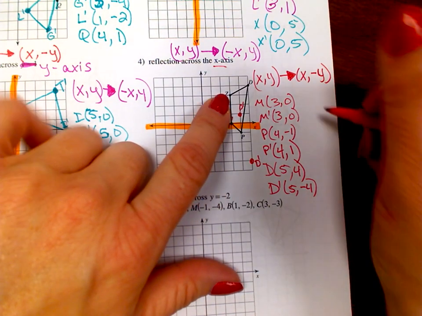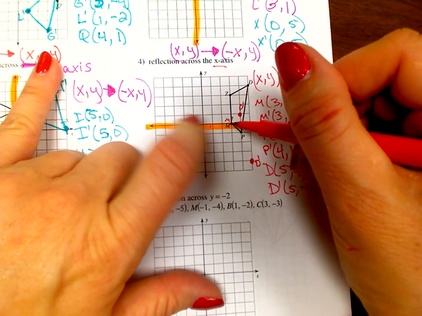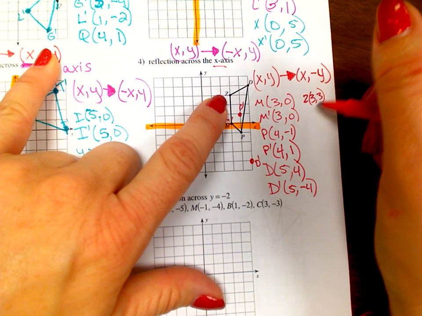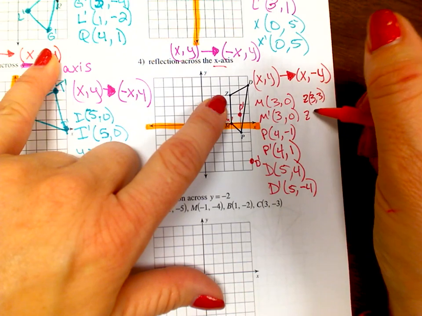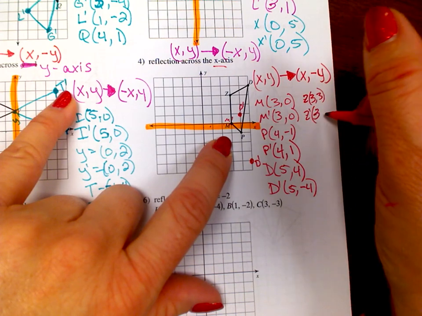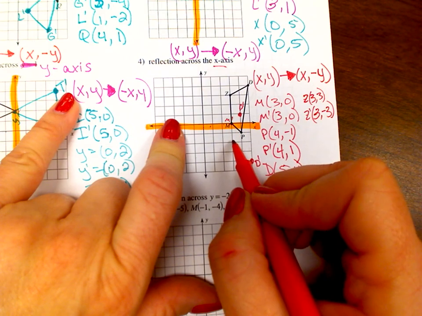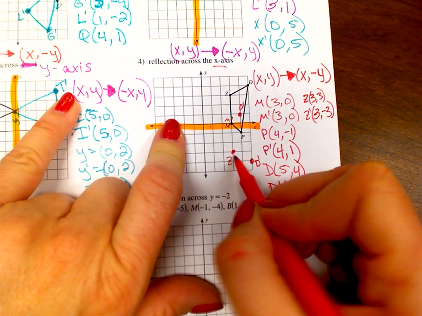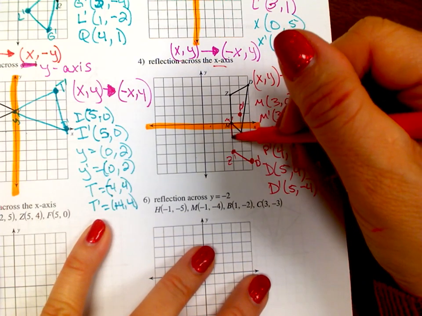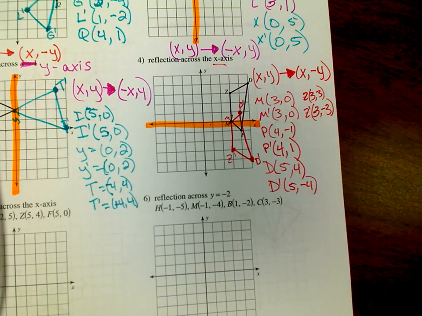And then we have Z. Originally would be 1, 2, 3, and up 1, 2, 3. So Z prime will be 3, -3. 1, 2, 3, 1, 2, 3. Z prime. And it just reflected over.